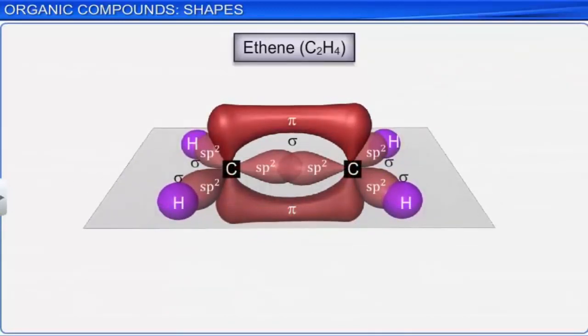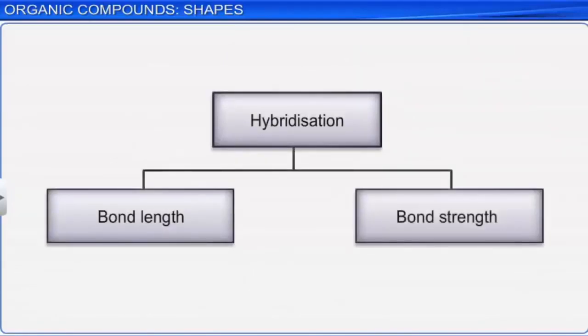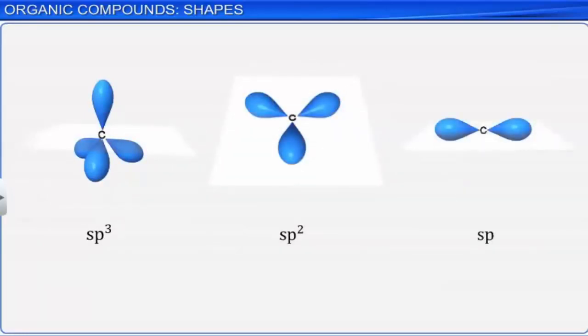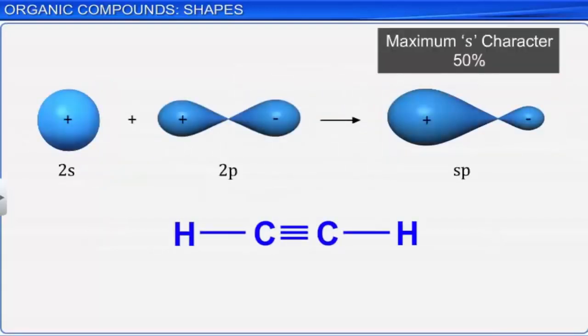Hybridization influences bond length and bond strength in organic compounds, which means that these parameters do influence the shapes of molecules. Among sp3, sp2 and sp, in an sp hybrid orbital, the s character is maximum, that is, 50%. Greater is the s character, closer is the orbital to the nucleus, and hence higher is the electronegativity of that carbon.